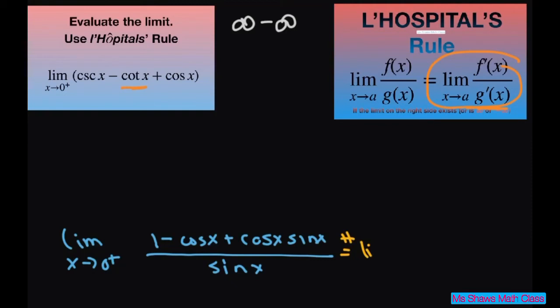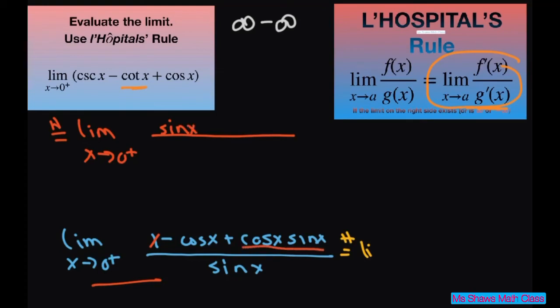So now I'm going to take the derivative of my numerator and my denominator. This is the limit as x approaches 0 from the right. The derivative of 1 is just 0. Then the derivative of negative cosine of x is positive sine of x. And then for this piece, we use the chain rule.